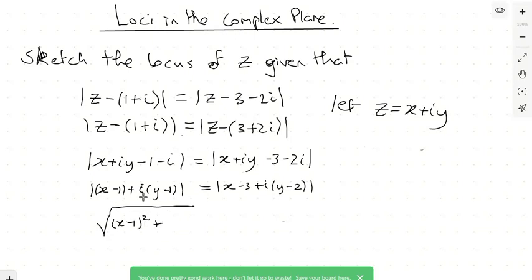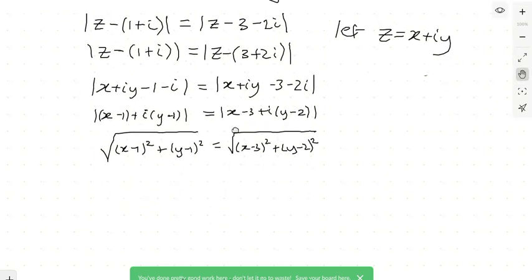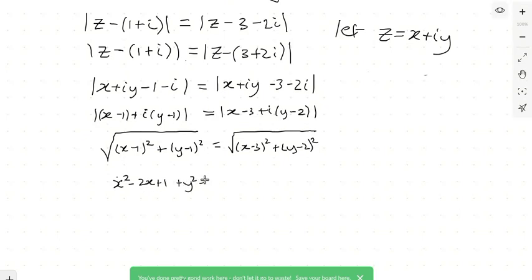plus this one squared. It's going to be the same over here, the square root of x minus 3 squared plus y minus 2 squared. We'll quickly work that out. Like I said, I'd never do it like this, but I just want to show you get the same answer. Ignore the square root, square both sides if you like. You're going to get x squared minus 2x plus 1 plus y squared minus 2y plus 1 equals x squared minus 6x plus 9 plus y squared minus 4y plus 4.